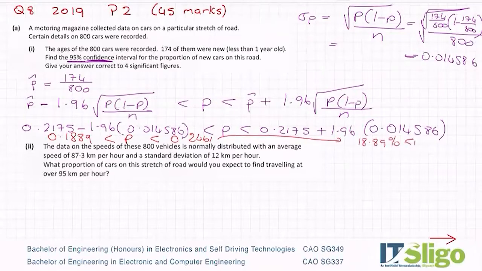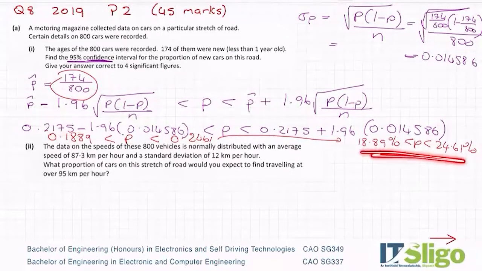Or I could write that as 18.89% is less than p is less than 24.61%. And if I convert the sample proportion to a percentage, you'd see it would be 21.75%, which is in the middle of your confidence interval. So that's your confidence interval: somewhere between 18.89% and 24.61% of all cars on that road are new cars. And you can say that now with confidence because you have the statistical data to back it up.